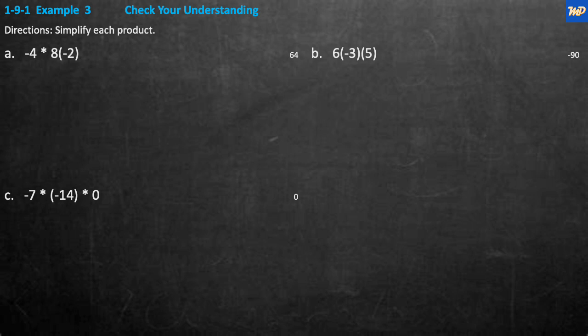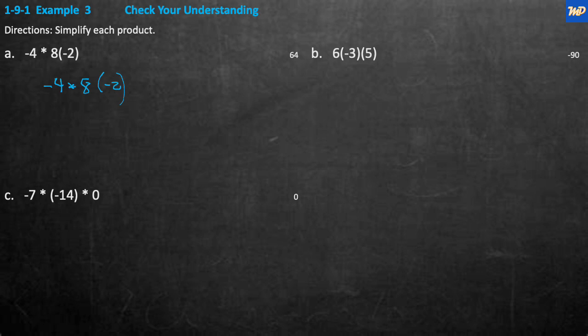Okay, they've shown us what to do. So now example 3 under check your understanding. Simplify each product. We're going to do the same thing we did before. So we're going to take negative 4 times 8 times negative 2. In order to multiply and or divide, and we're multiplying through here. In fact, all the problems are multiplying.